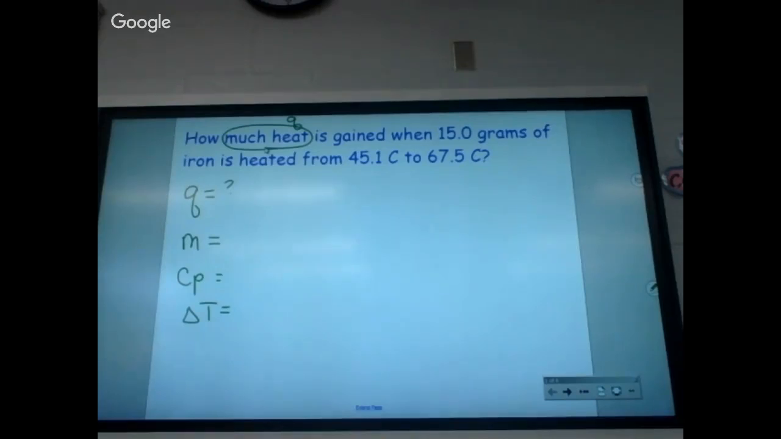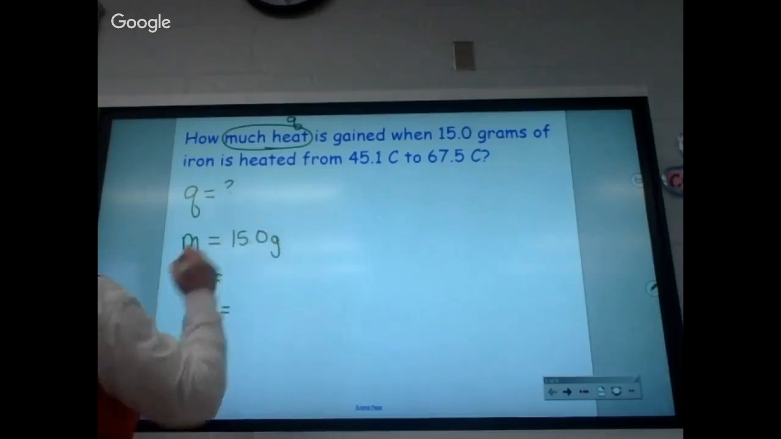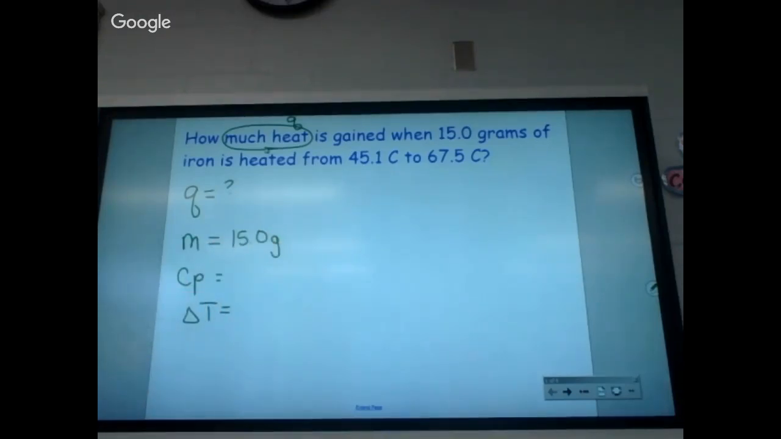Given that, what numbers do we have up there? 15 is the what? Grams. Is it the M, the CP, or the delta T? The M. Okay, so we're putting it at the M. What is the 45? What does CP mean? Specific heat. All right. What's delta T mean? It's a change in temperature.